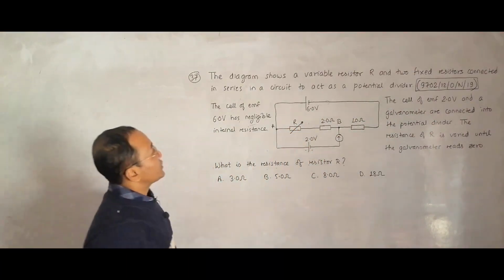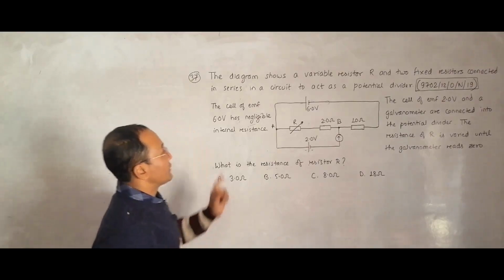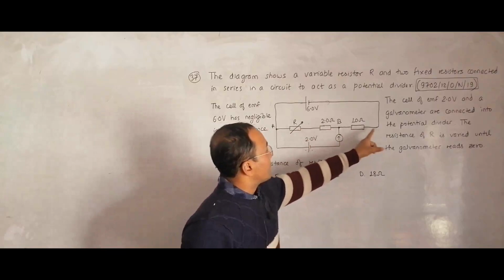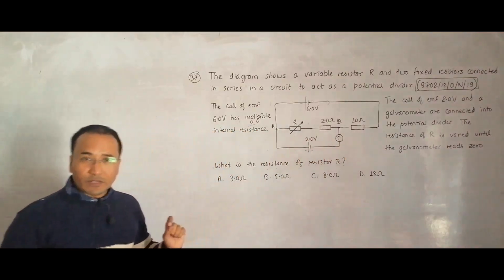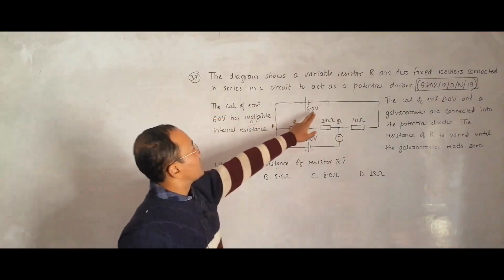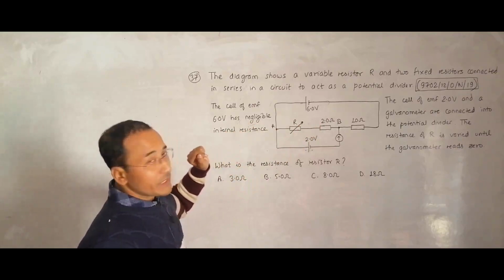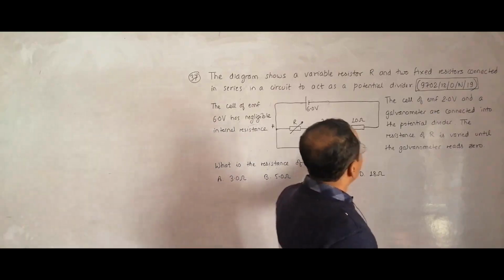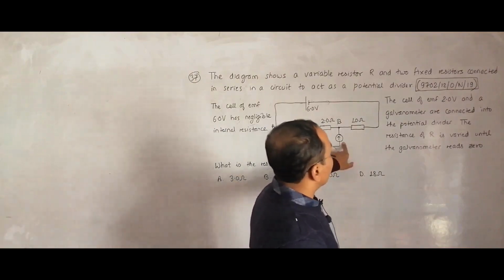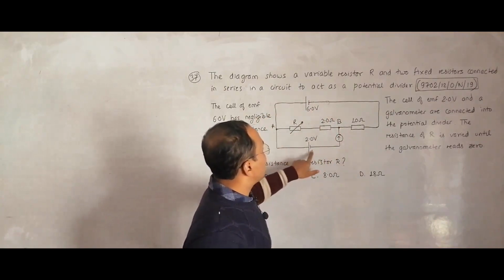The question says that the diagram shows a variable resistor R and two fixed resistors connected in series in a circuit. All of these three are in series to act as a potential divider. The cell of EMF 6.0 volt is the main cell here and has negligible resistance, so we don't need to take care of that. And the cell of EMF 2.0 volt and a galvanometer are connected into the potential divider.